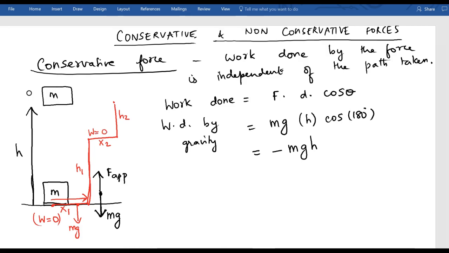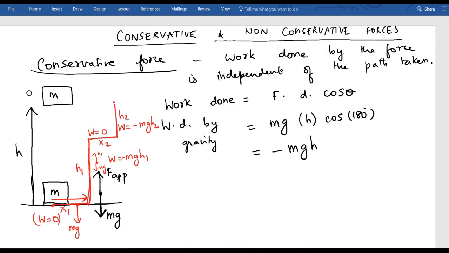In this case, because gravity is straight down and your displacement is straight up, the angle is 180. So the work done in this case is going to be negative mgh1. By the same token, the work done in this case is going to be negative mgh2.